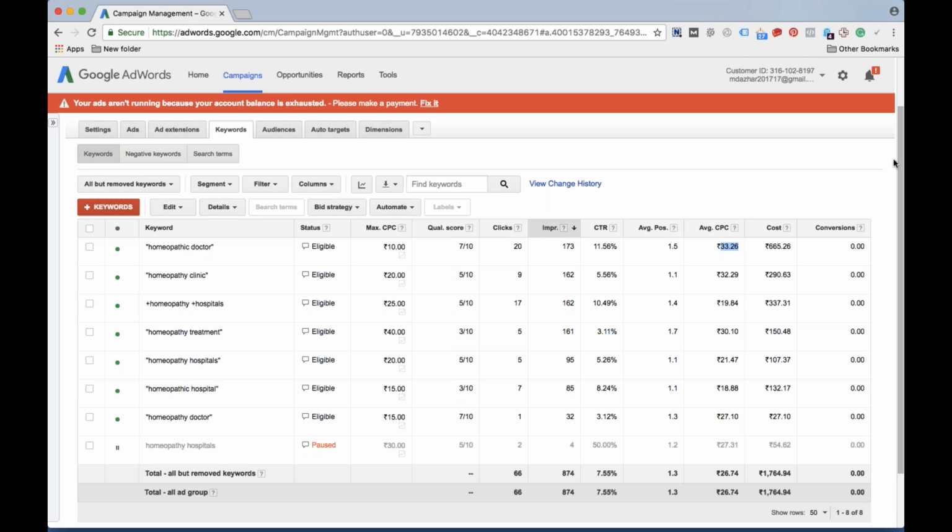Then I want to understand our average position. I would be happy to see that we are always getting the top positions. You see 1.5, 1.1, which means either we are on first, second, or third. So one good thing I can recognize here is that I am getting the best positions possible. I'm not getting 4.5 or 5.5 or something. I'm always getting the top positions. Then on average, I'm paying 30 rupees, 32 rupees.